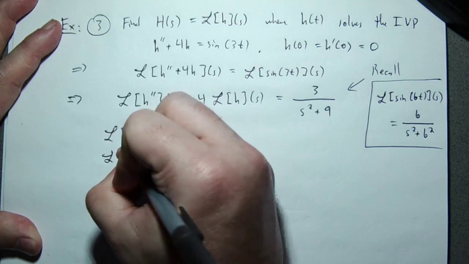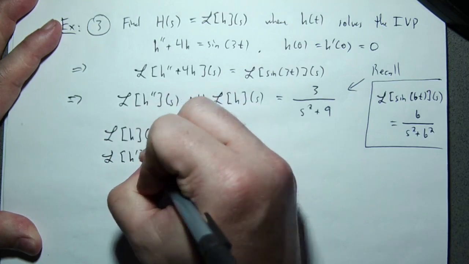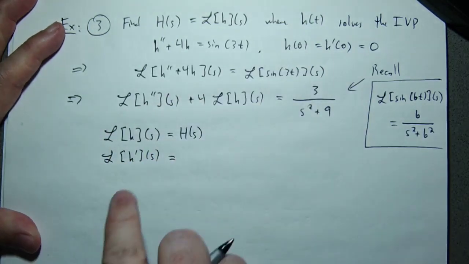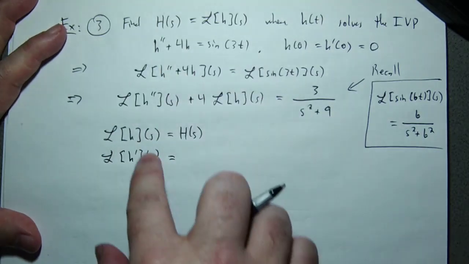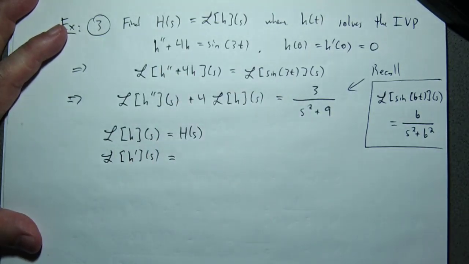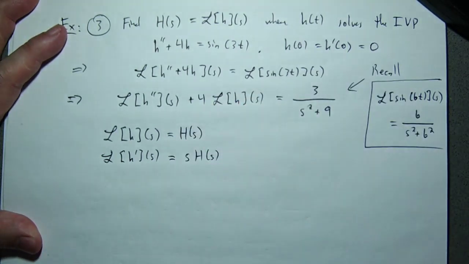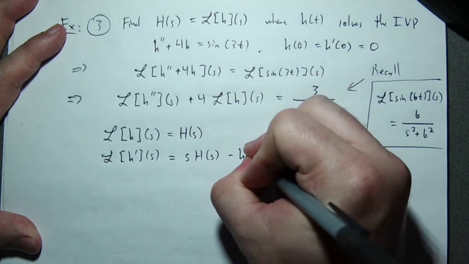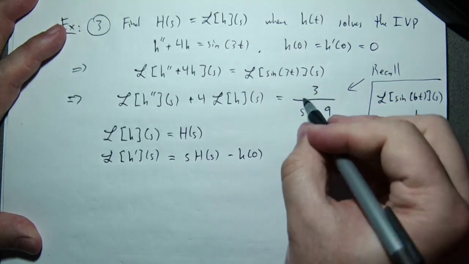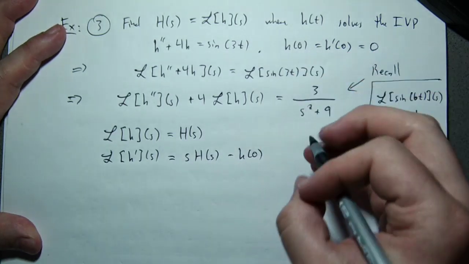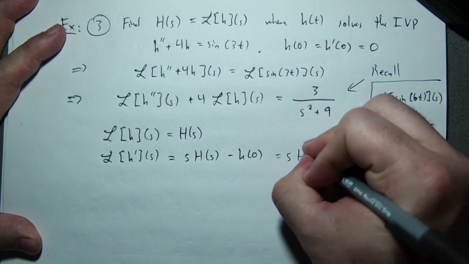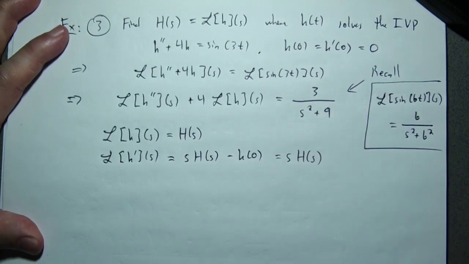Laplace transform of little h prime of s is, you might say, wait, little h prime doesn't even show up. This helps me remember what it is that's going on here. So this is s big H of s minus little h of 0. Now, little h of 0 is actually 0. So this is just s times big H of s.